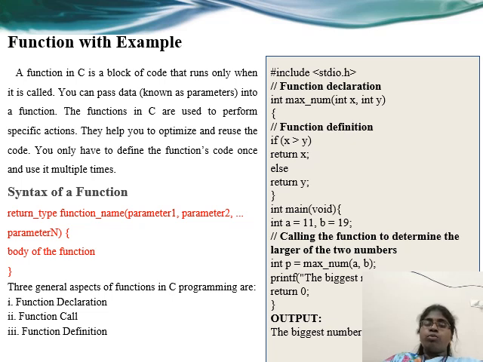And we go to the output. What is the output? The biggest number p is 19. So the biggest number p is 19 is the output of the given program.